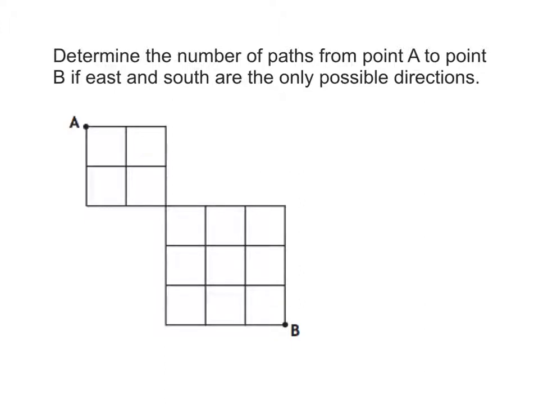So in the first rectangle, you need to go east, east, south, south. So that's 4 factorial divided by 2 factorial, 2 factorial. And then you need to walk from, so that's getting you from A to here. And then we need to go from that middle point to B. And so to do that, we're going to go 6 factorial over 3 factorial, 3 factorial.